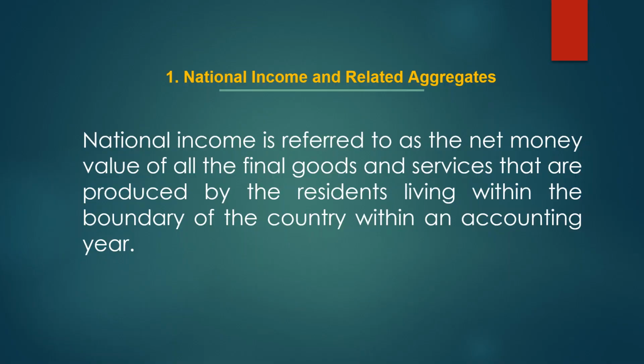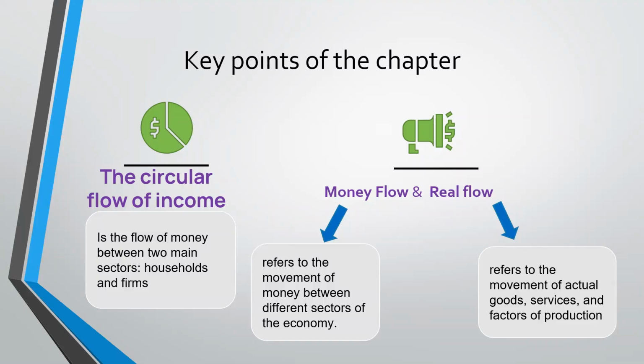Now, let's have a quick look at the important points of this chapter. National income and related aggregates. What is national income? National income is referred to as the net money value of all goods and services that are produced by the residents living within the country. Now, let us look at the key points of the chapter.